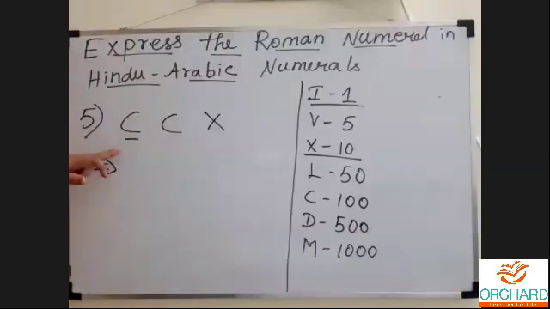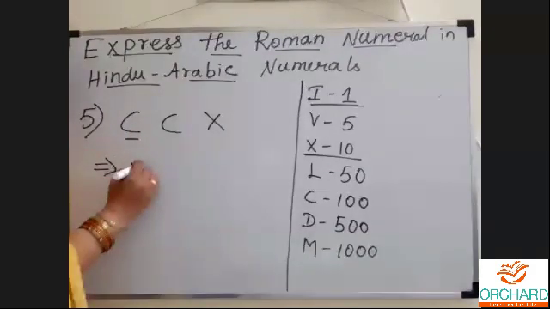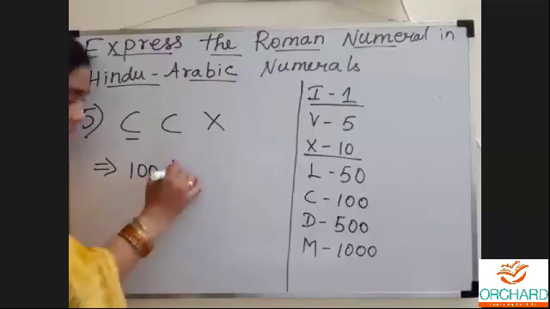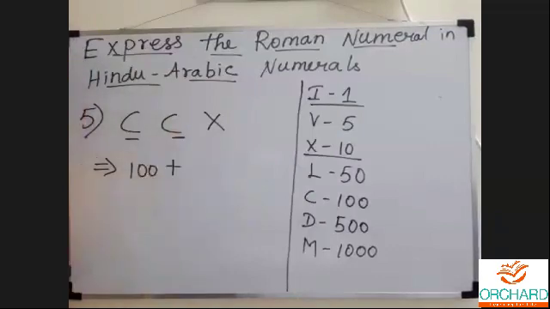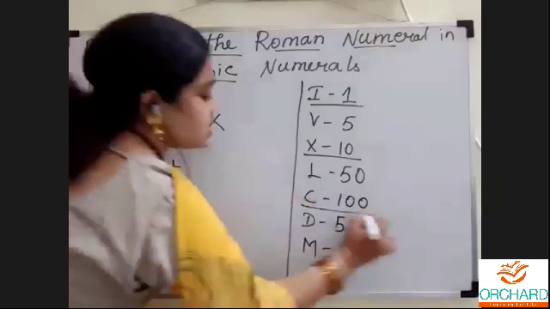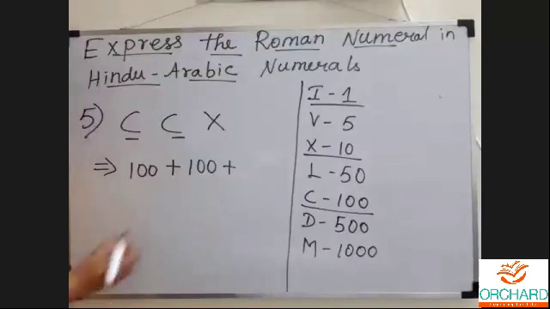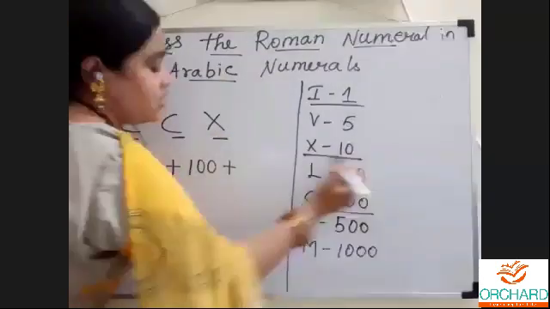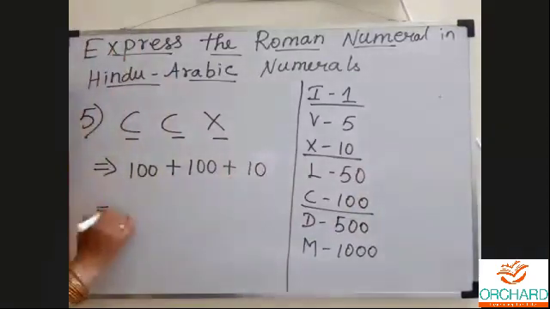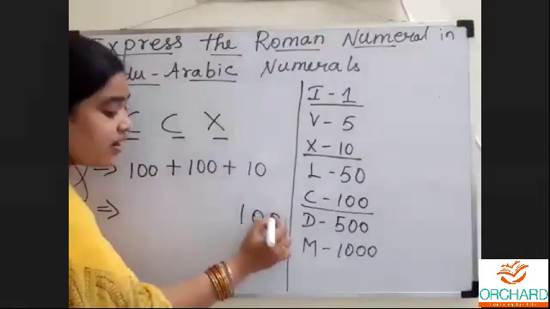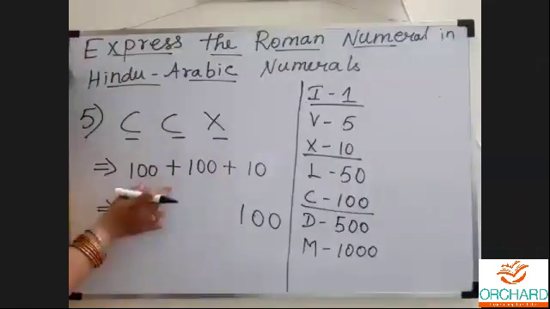C stands for 100. Very good. So C stands for 100 plus, again the letter C is given here, so C stands for 100 plus, what is the next letter given here? X. So X stands for 10. Just add all the values. 100 plus 100, just add and find it here.